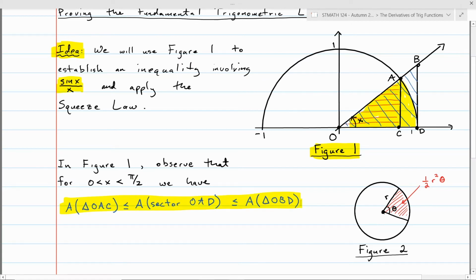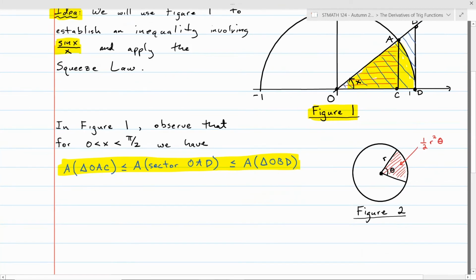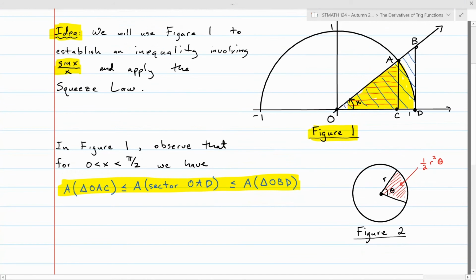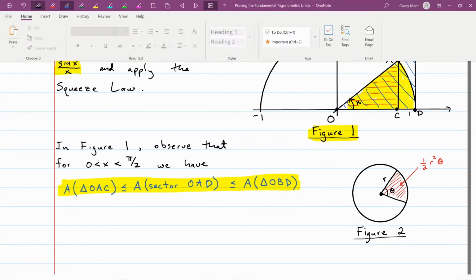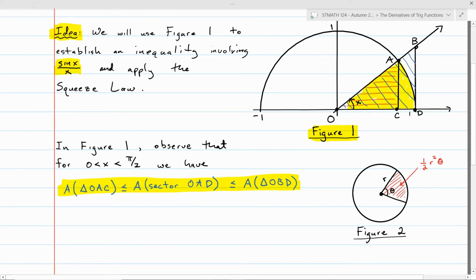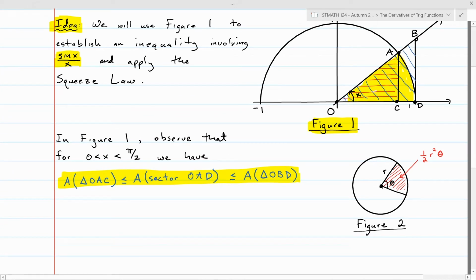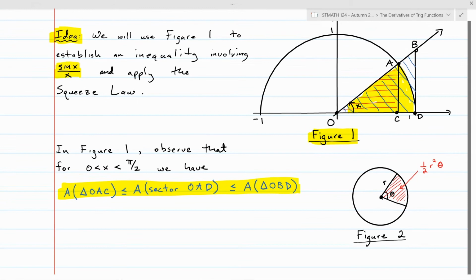So that inequality is just an observation that these 3 figures are, one inside the next. And so the areas satisfy that inequality. So what I want to do next is work out what those areas are. So let's start with the red triangle, the smallest one.